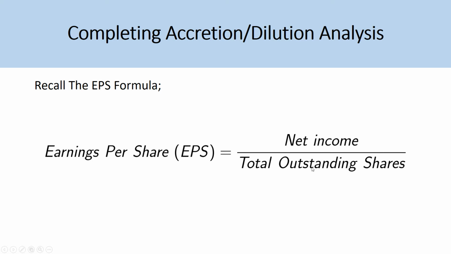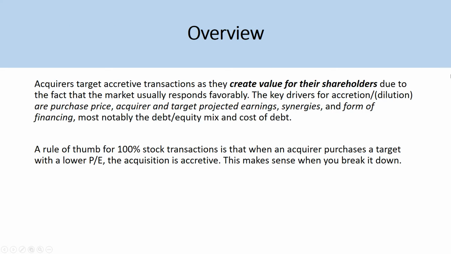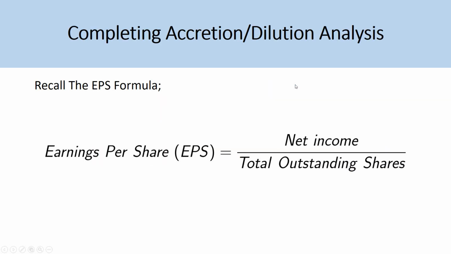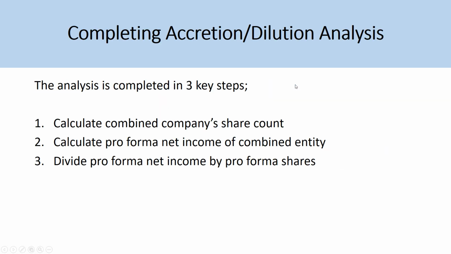Even though your net income, really the performance of your business, has not changed, it's just the denominator that has changed. So that's the grain of salt that you should take when you make this statement that acquirers target accretive transactions as they create value for their shareholders. But I won't go on too much about that. I already made a separate video on that, so I do recommend that you check that out on my channel.